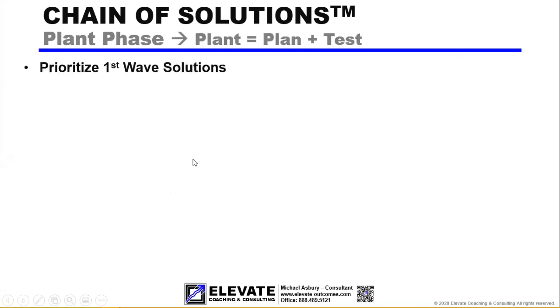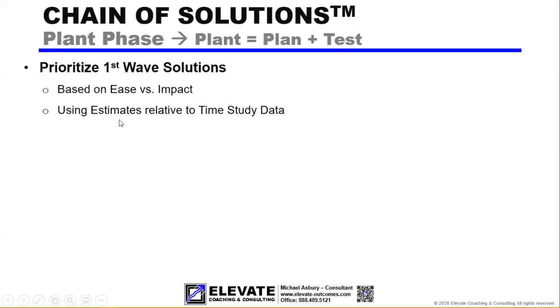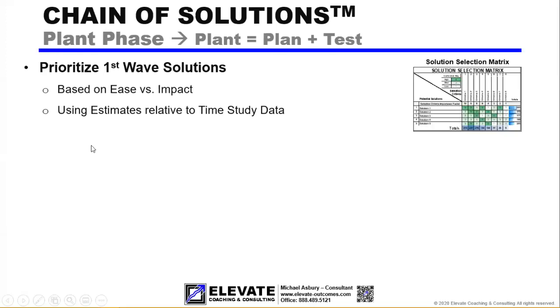So during the plan phase, we are talking about planning and testing those solutions. So we're prioritizing our first wave solutions based on ease versus impact, and we're using the estimates relative for how effective we think these solutions will be relative to the time study data. Okay. Then we have the subject matter experts multi-vote those top solutions and keep adding them up until we have enough to achieve the percent improvement that we wanted from our target.